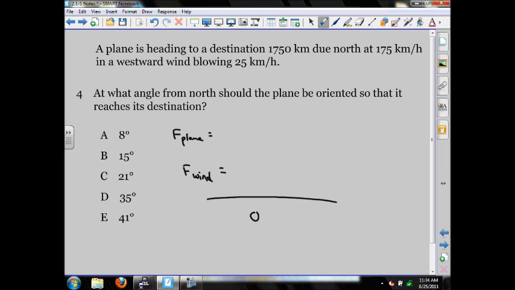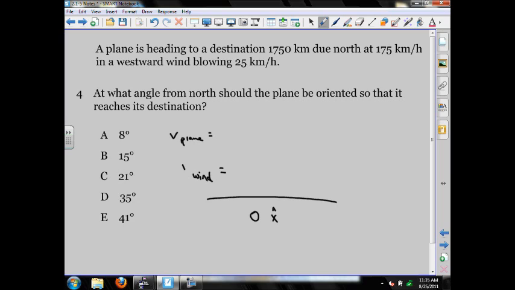So the x component of my resultant should be 0. Are you good with that? What else can I fill in? What else do I know? It is, yeah. We're doing all velocities right now, though. I guess these are velocities. So let's not worry about the distance yet.